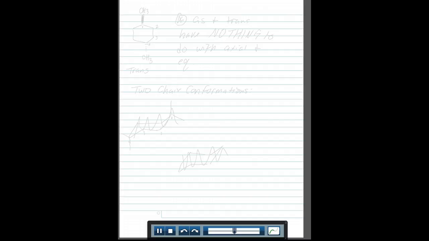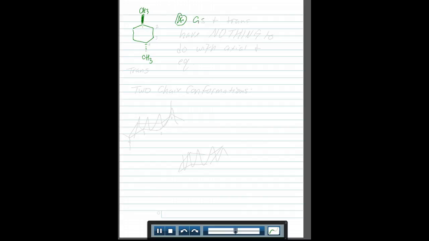Now, what happens when you have more than one group on your molecule? So let's take a cyclohexane, and let's take trans dimethyl cyclohexane. Okay, this is trans dimethyl cyclohexane. Now, this is very important to note.